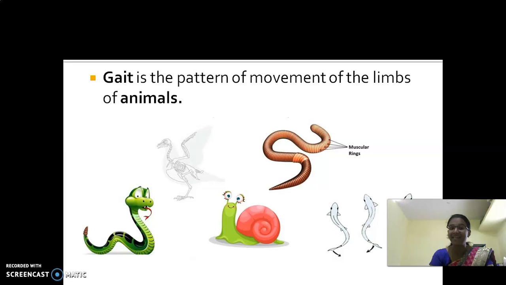So first, what is gait? Gait is a pattern of movement of limbs. What do you mean by limbs? Limbs are nothing but hands and legs. That is called the gait of animals.